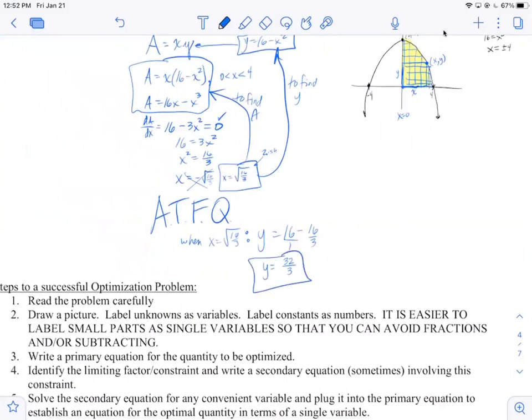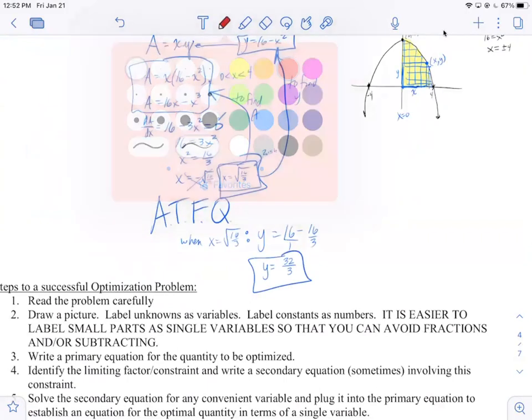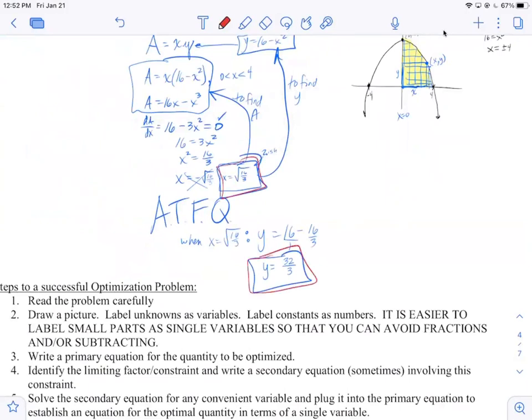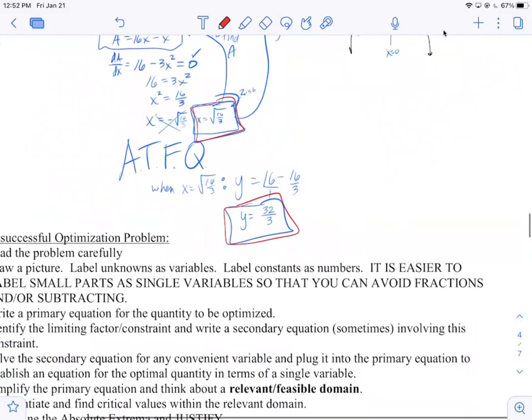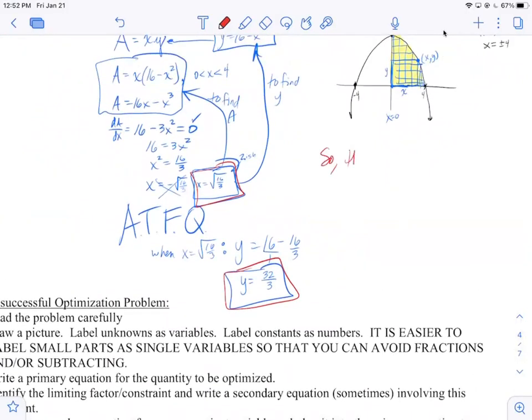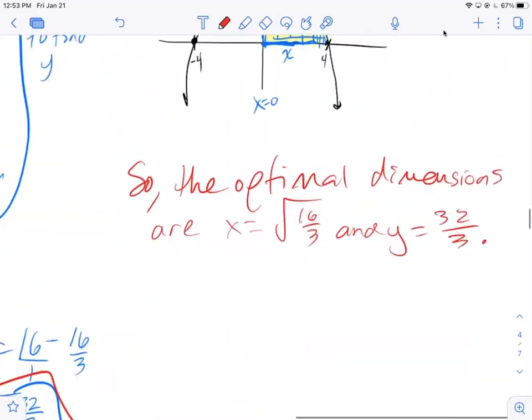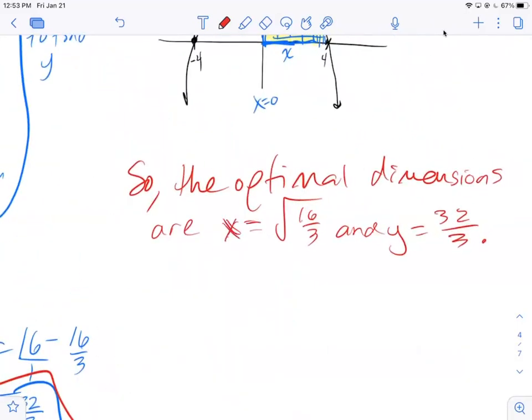So if I box this and I box this, if I box them both, is that enough to answer the question? Oh, that's kind of squirrely. So the optimal dimensions are x equals the square root of 16/3 and y equals 32/3. There you go. And there are no units. So that's it. Answer the question.